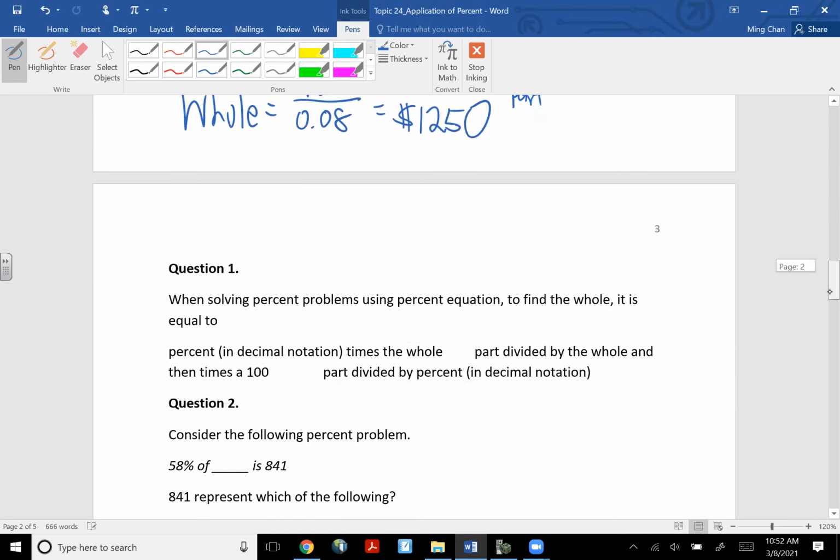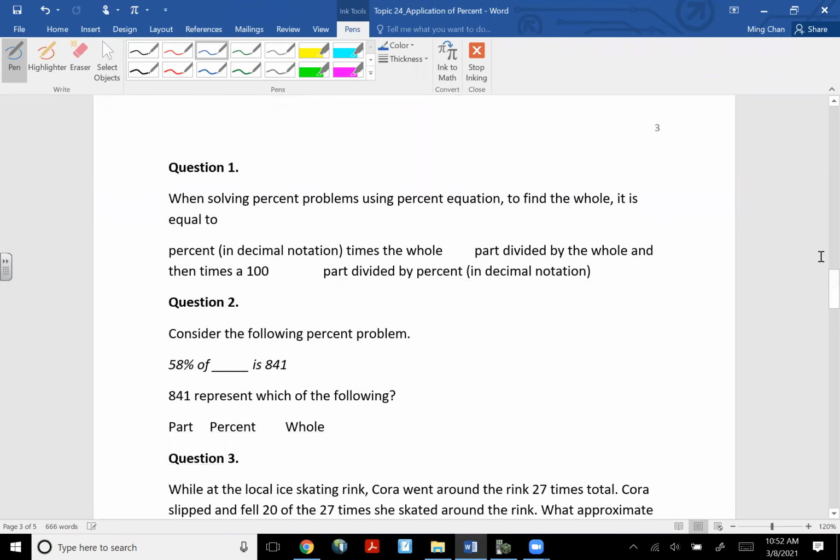Okay, all right, let's look at some homework questions. It's going to help you identify the part, the percent, and the whole. When solving a percent problem using the percent equation, to find the whole, it is always part divided by the percent in decimal.